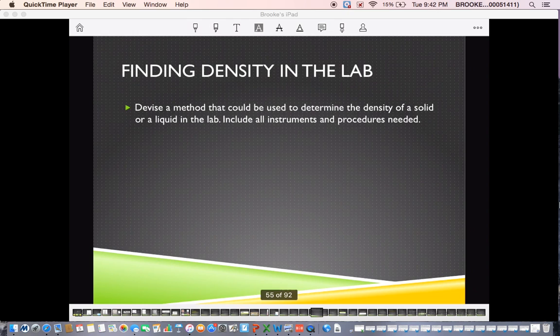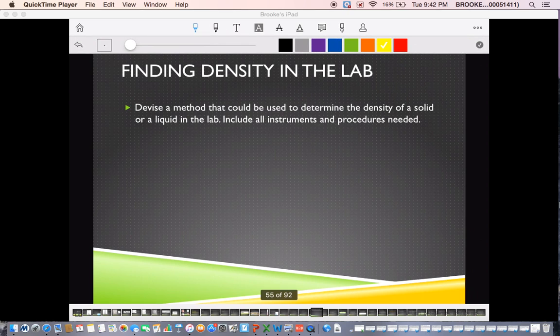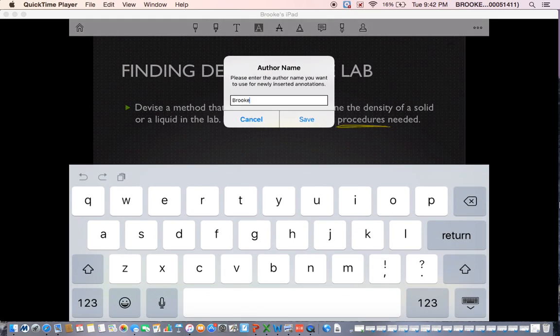The last thing that I want you to do as part of this video homework is I want you to devise a method. That's just a fancy way to say come up with a way that you could determine the density of a solid or a liquid in the lab. So what we want to focus on here are the materials that we would need. That's what I mean when I say instruments. So what materials, what lab supplies would you need? We talked about lab supplies already. And what procedures would you follow? It's okay if you can't come up with the fanciest way to do this. We're going to talk about it again in class when we do our lab.